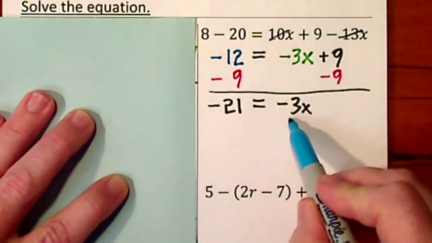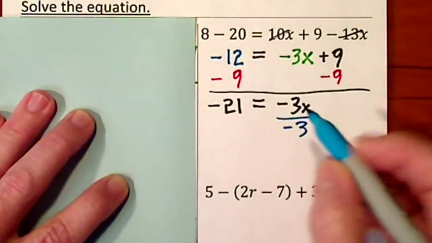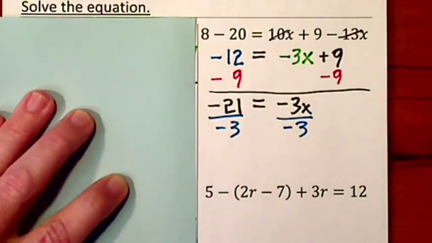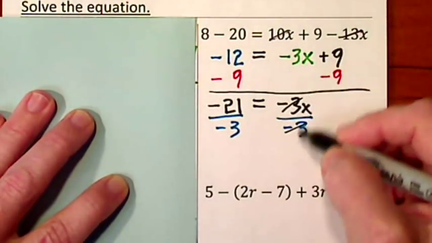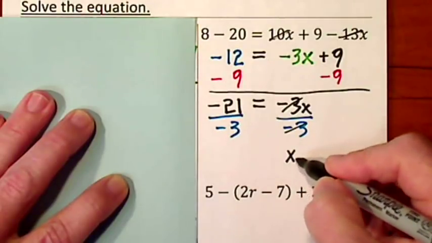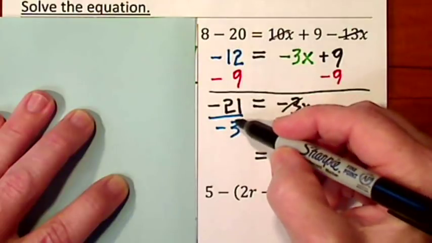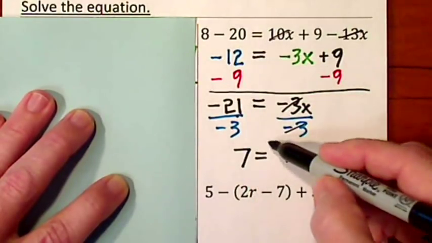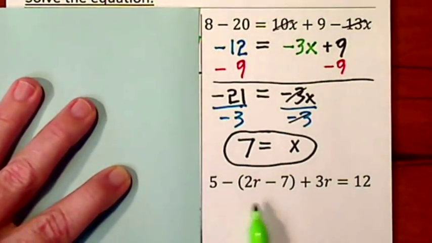Now I want to get rid of that -3. So I will divide by -3 and divide by -3. -3 goes into -3 one time. So you have 1x or x. And -21 divided by -3 is a positive 7. So that's our solution. We'll look at one more equation here.